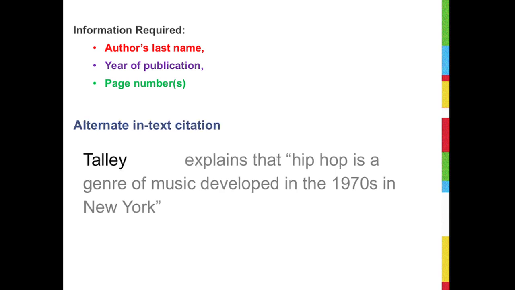There are many ways to introduce a quotation or paraphrase when writing a paper. If you refer to the author in a sentence, as this example shows, always include the date of publication next to the author's name. Place the page number at the end of your sentence to complete your in-text citation. You do not need to repeat the author's name or date.